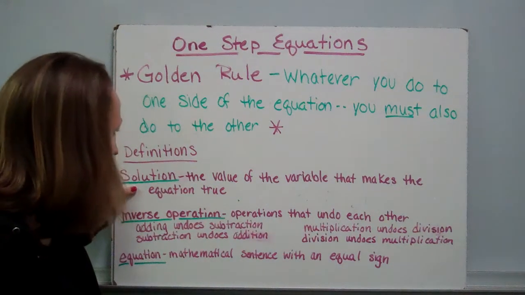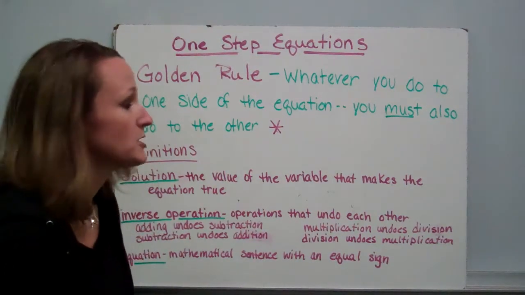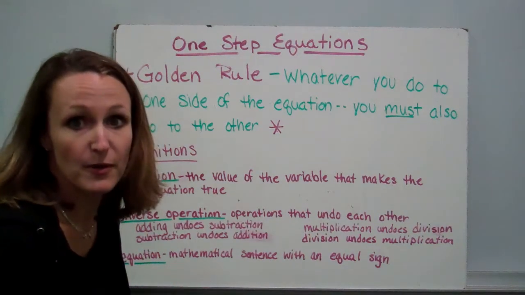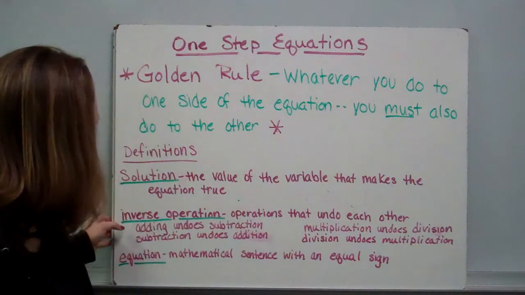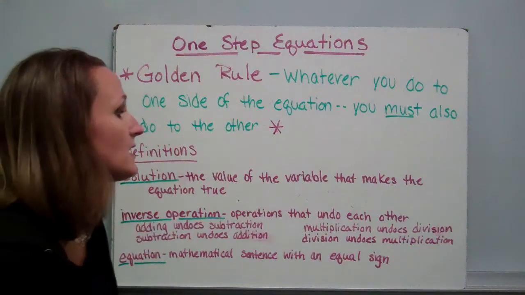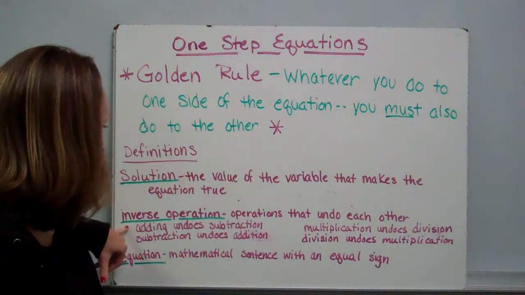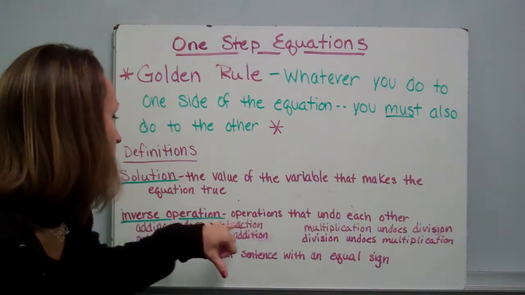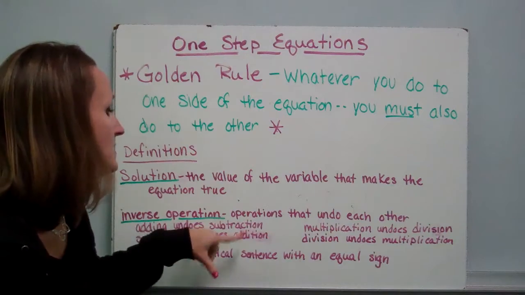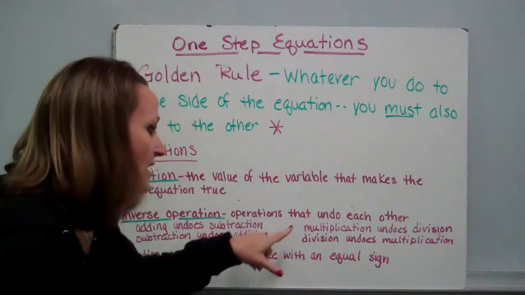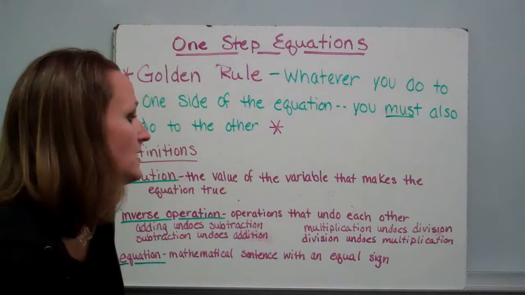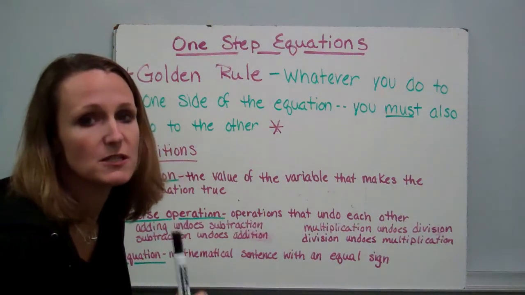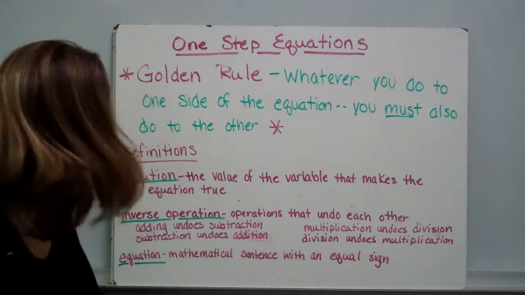First thing I need to talk about is the solution. The solution in an equation is the value of the variable that makes the equation true, otherwise known as your answer. Inverse operations are operations that undo each other. So if you're adding, subtraction is how you're going to undo it. Subtraction undoes addition. They're inverses. Multiplication undoes division, and then of course division will undo multiplication. Inverse operations, it's what undoes something else.